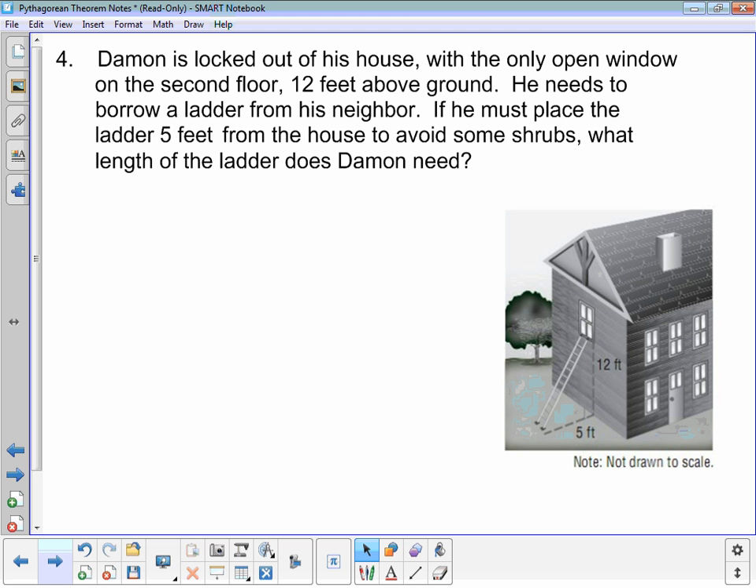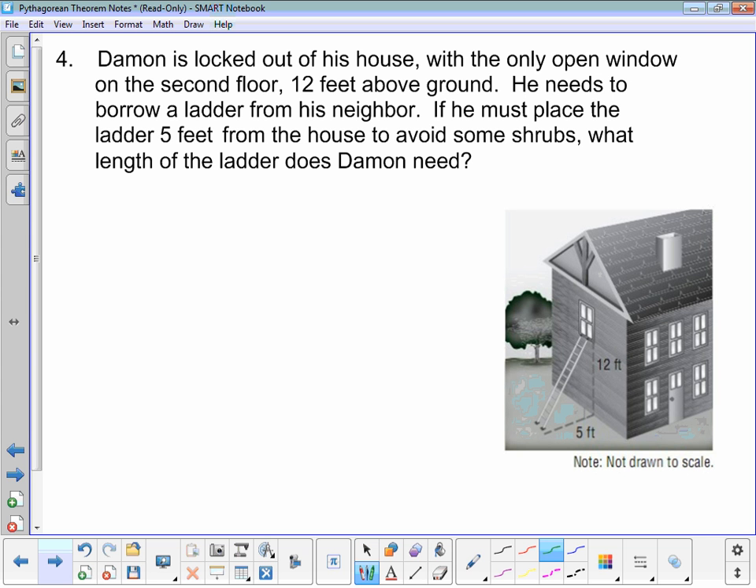It says Damon is locked out of the house with only an open window on the second floor 12 feet above the ground. He needs to borrow a ladder from his neighbor. He must place the ladder 5 feet from his house to avoid some shrubs. What length of the ladder does Damon need? So how long does the ladder need to be?